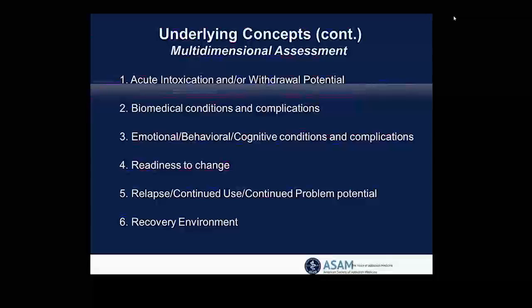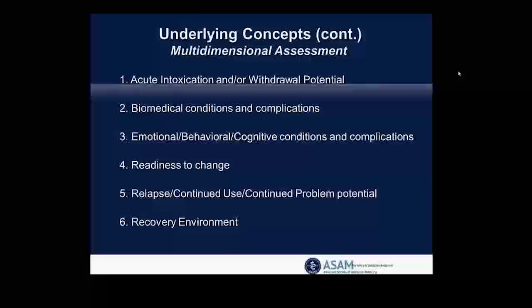So dimension 3 is called emotional, behavioral, cognitive conditions and complications, where we're assessing, does this person have a co-occurring mental disorder needing integrated dual diagnosis treatment, mental health and addiction treatment, or do they have perhaps what looks like a mental health problem because they're having mood swings, but that may not be bipolar disorder if they're using uppers and downers, doing heroin and cocaine or alcohol and stimulants.